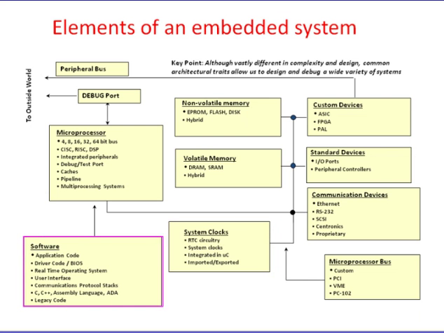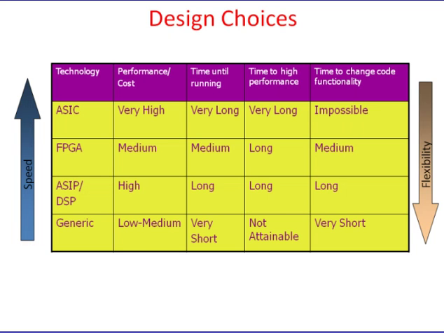Embedded system software. Typically, the software is written in high-level C++ programming language and then compiled down into a form that is contained within the non-volatile memory of the system called firmware. Software debug: JTAG, ICE, ROM emulator are necessary tools to debug the embedded system. Design choice.